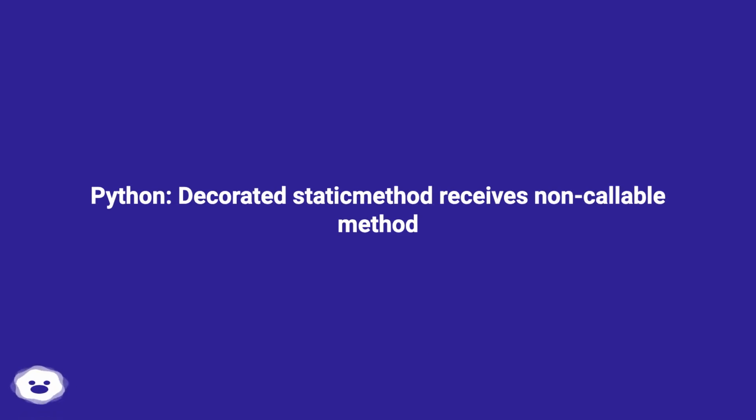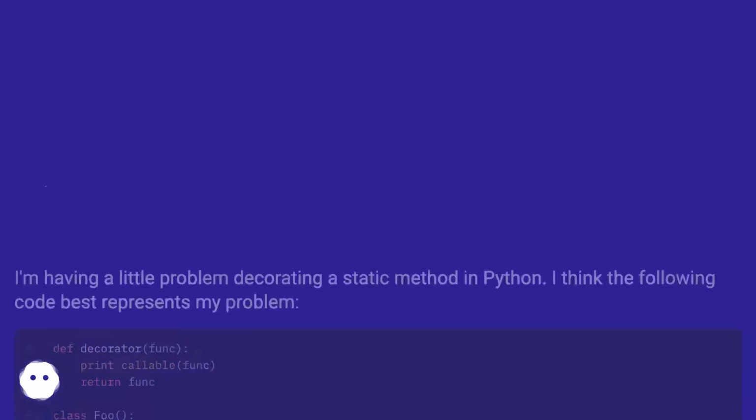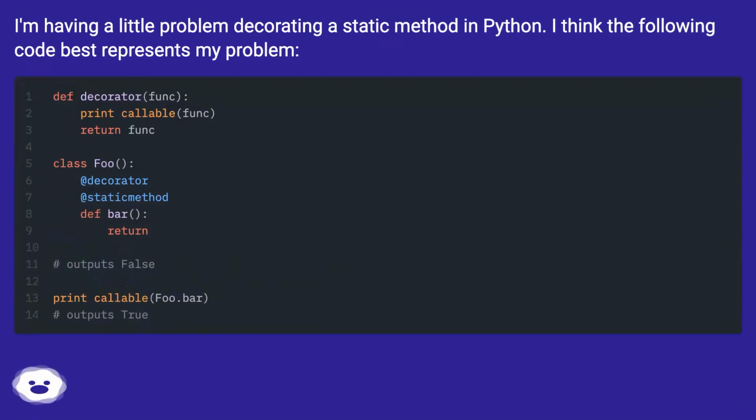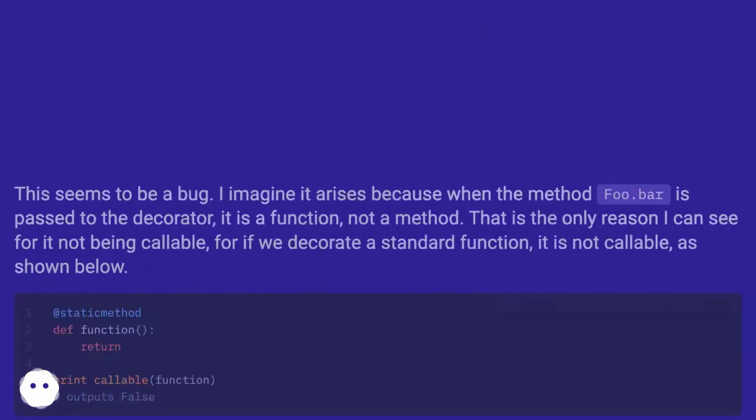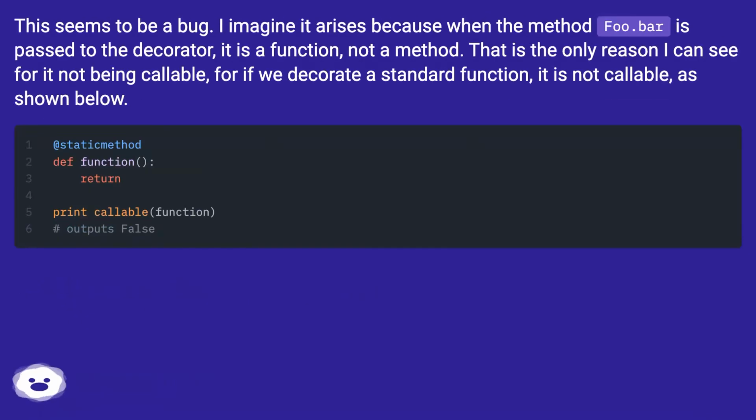Python, decorated static method receives non-callable method. I'm having a little problem decorating a static method in Python. I think the following code best represents my problem. This seems to be a bug.